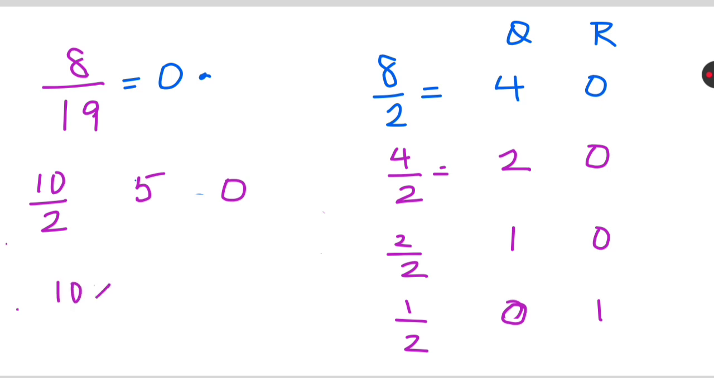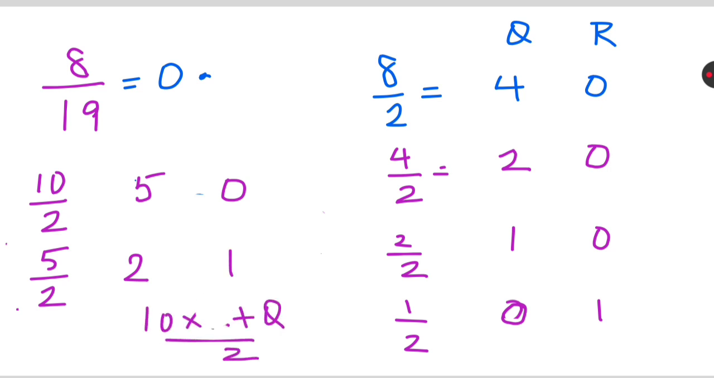So now substitute this in this formula. So the remainder is 0. So that means 10 times 0 which turns into 0. Then the quotient is 5, 5 over 2. So the next step we are going to get 5 over 2. When you do 5 over 2, the quotient is 2. The remainder is 1. Substitute in this formula.